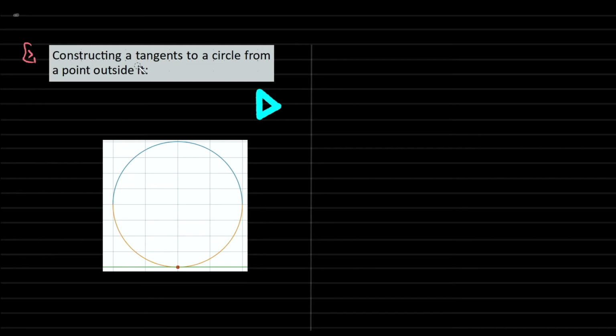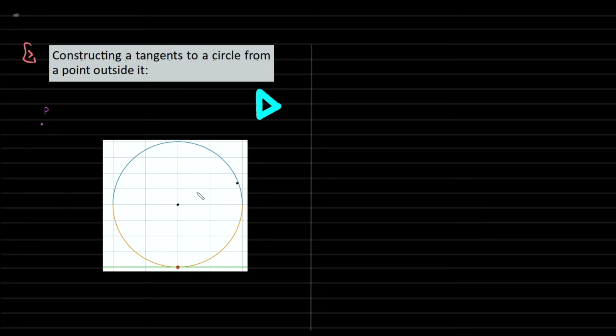We're learning how to construct a tangent to a circle from a point which is outside the circle. Okay, let's recall what is outside the circle. Sorry, this is inside the circle. This is on the circle, and this point is outside the circle. Say I want to construct a tangent from this point, point P. How do we do that?